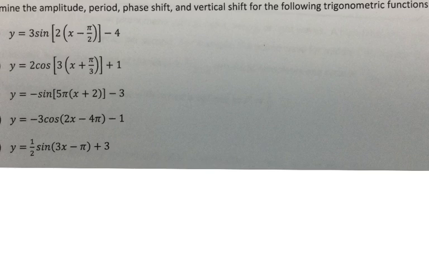Next, what is my normal period for sine? 2 pi. It takes 2 pi radians to complete 1 full cycle. Next, what is my phase shift? So phase shift is shifting left and right. Did this graph get shifted left or right? No. So there is no phase shift.